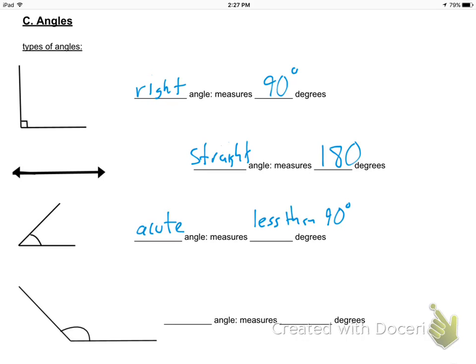Next one. Obtuse. So the next one's obtuse. It's because this one is greater than 90, but less than 180. You guys with me on this? Yes. That's pretty common sense. You guys have probably seen that many times before. We just got to lay it out here for you, so that way you guys all have common ground now.